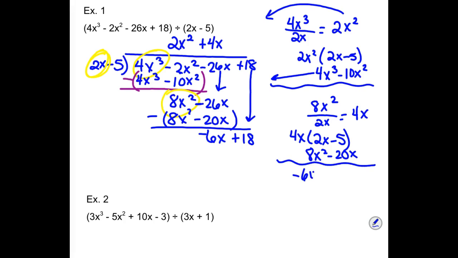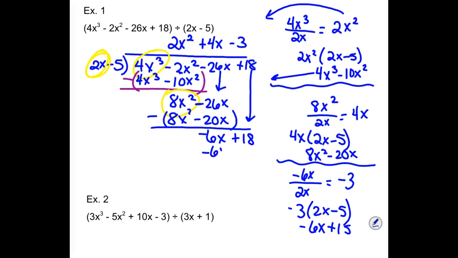So first term divided by first term. I end up with a negative 3. Goes on top as part of my quotient, and then I take negative 3 times 2x minus 5, which gives me negative 6x plus 15. And I'm going to put that under here. And I need to now subtract. So again, that first column should always drop out. Negative 6x, subtracting a negative 6x would be 0. 18 subtracting 15 gets me a 3.